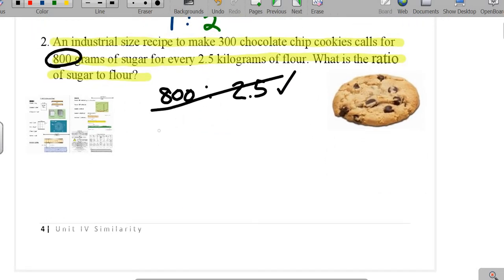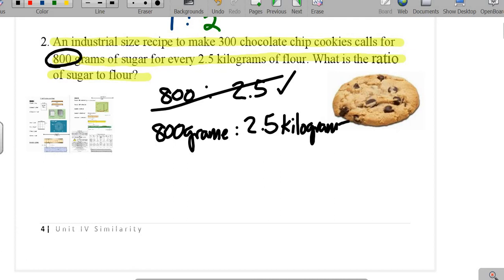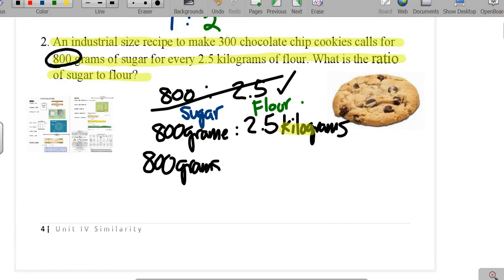Okay, you have to get in the same unit. So we have 800 grams to 2.5 kilograms, and this is of sugar to flour. You have to get in the same unit. You need to be familiar. Kilo means 1,000. So this actual ratio is 800 grams.